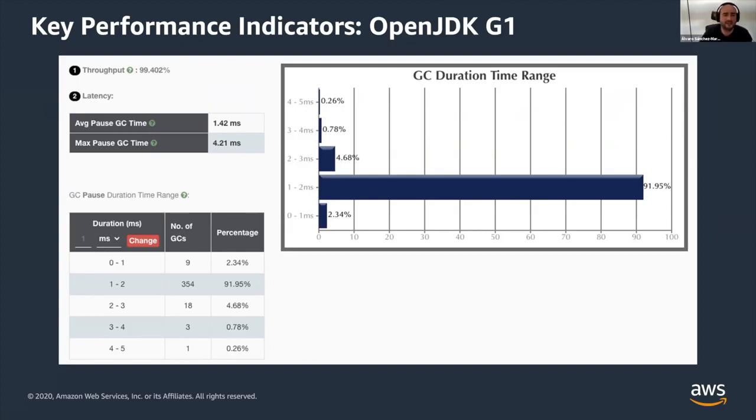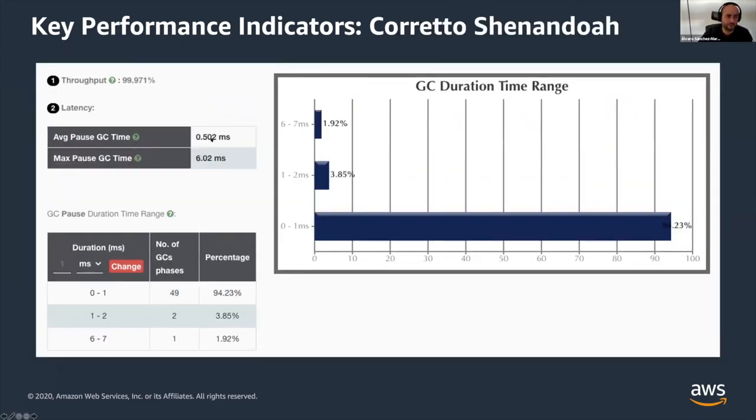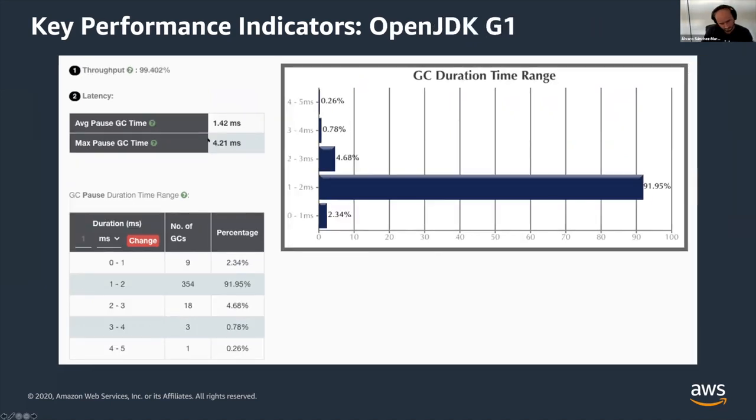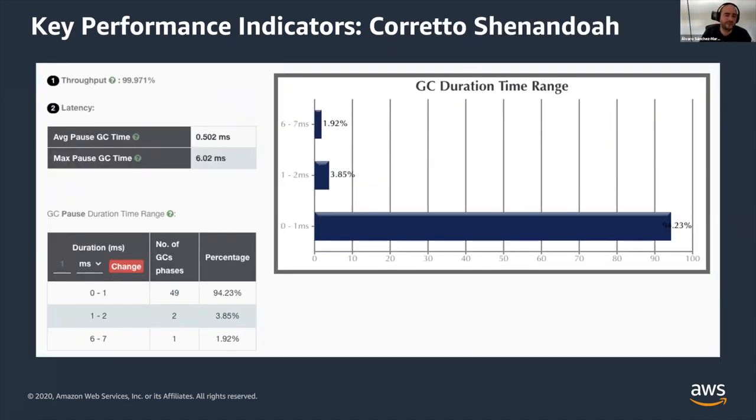If we compare that with Shenandoah, we can see the average pause time is like 1/4 of that of G1. The maximum is a little bit bigger, but it's not really important because that could be another case. Because 94.23% of the pauses happen in less than 1 millisecond. So it's really fast. So this is the benefit, and the client side latencies as well is the benefit.